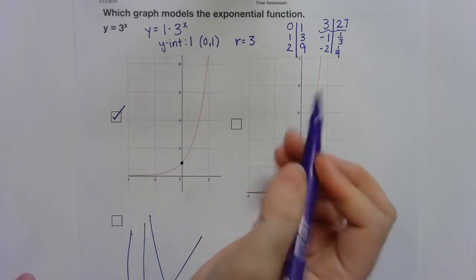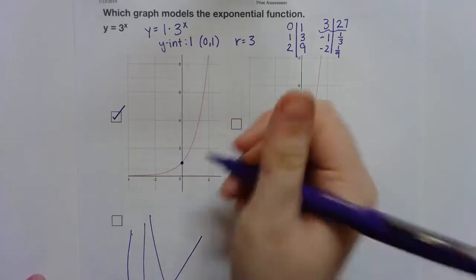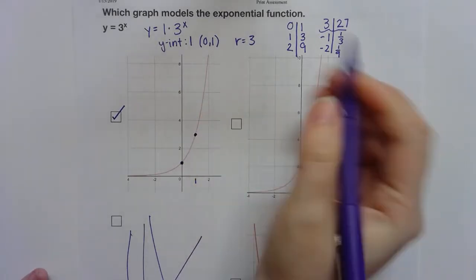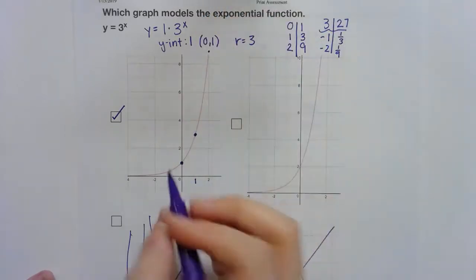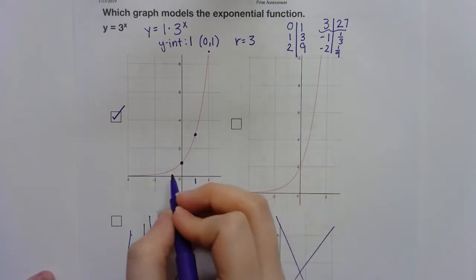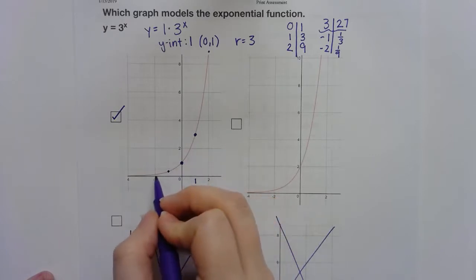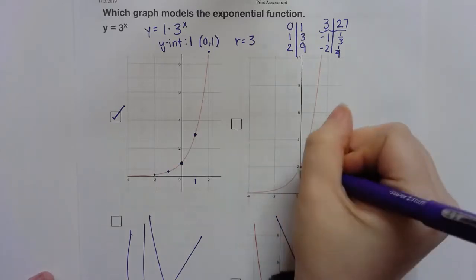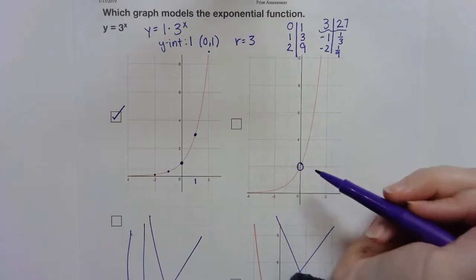Now I could double check and make sure that it goes through the points (1, 3). So 1 is here because that's 2. So that's (1, 3) and (2, 9), which would be further up here. Looks like it's headed for that. And then it also does approach 0. So at -1, it's at 1/3, and at -2, it's at 1/9, then it is approaching 0 in the same way. Whereas this one at 0 is at 2, and 3 to the 0 is 1, not 2. So it would have to be A.